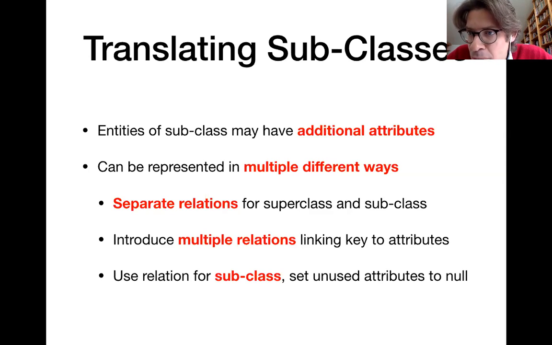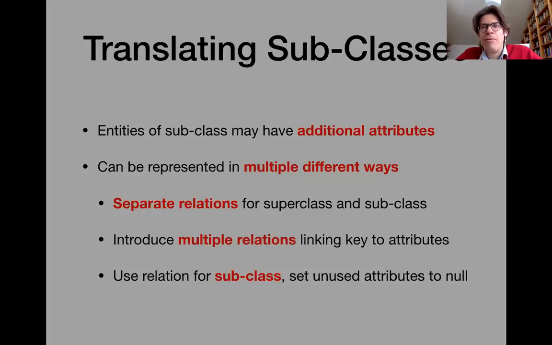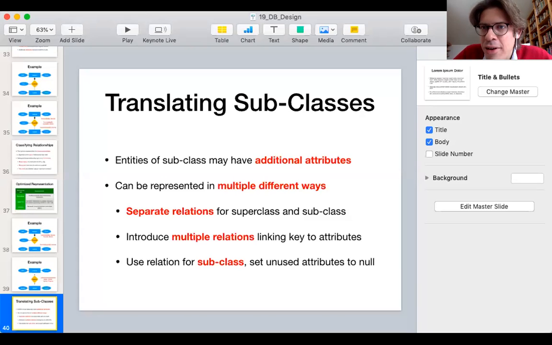Another possibility would be to introduce one single relation in order to store entities of the superclass and of the subclass. If I'm dealing with entities of the superclass, they will not have all attributes for which the relation has columns, but that is maybe not such a bad thing. I can just set those corresponding entries to SQL null values in the end. Now, we will see an example of this in a minute.